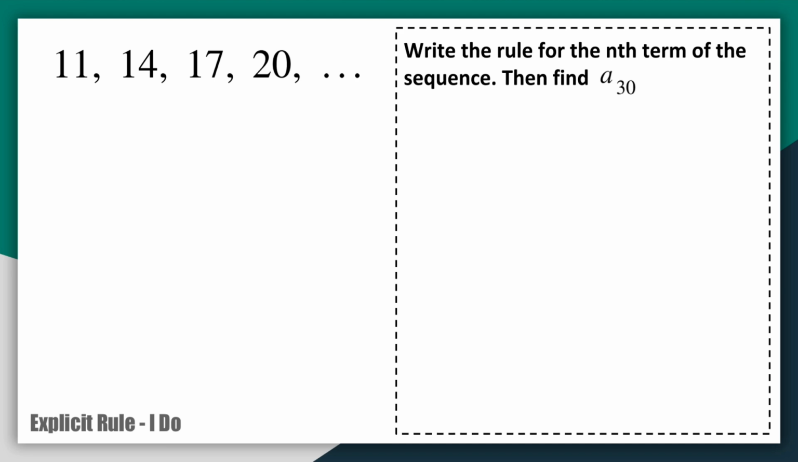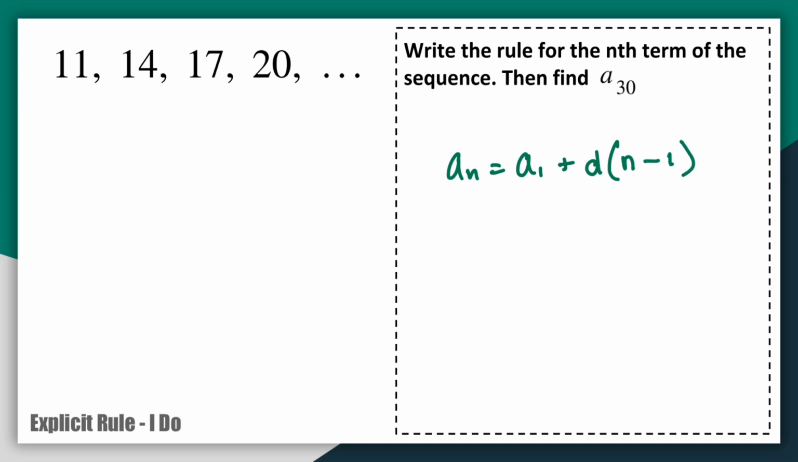So write the rule for the nth term of the sequence, then find a of 30. So find the 30th term. Okay. So we need to identify a couple things. So let me just write our formula here again. We have a of n is equal to a of 1 plus the common difference multiplied by the term you're looking for subtracted by 1.